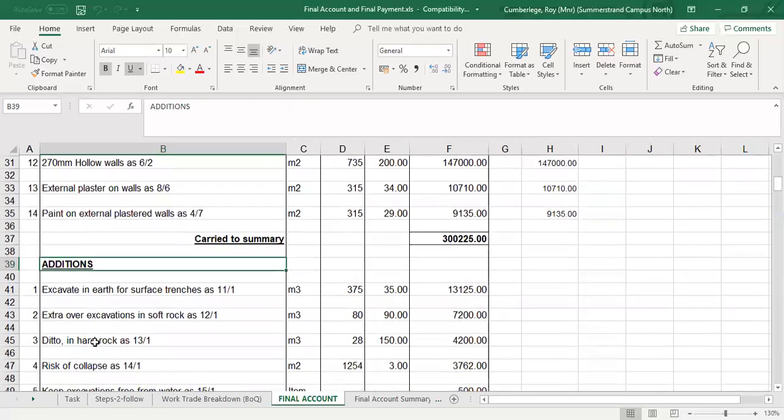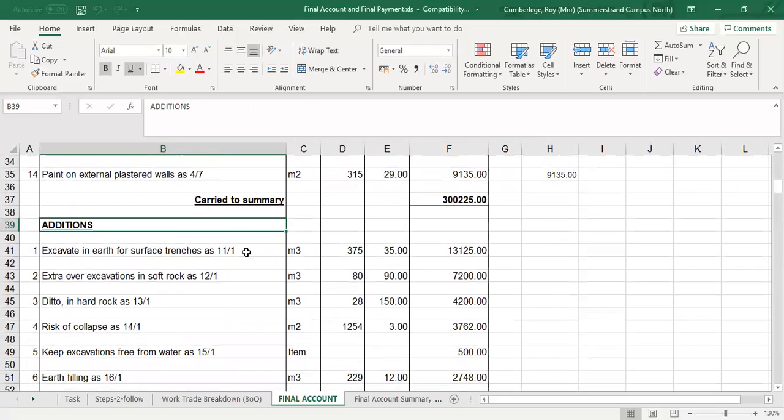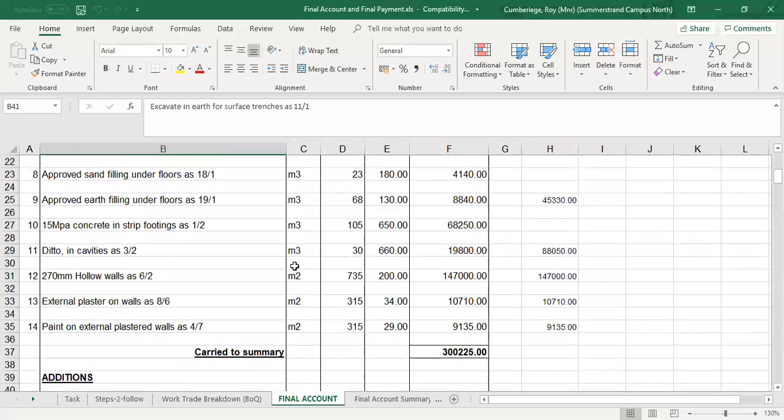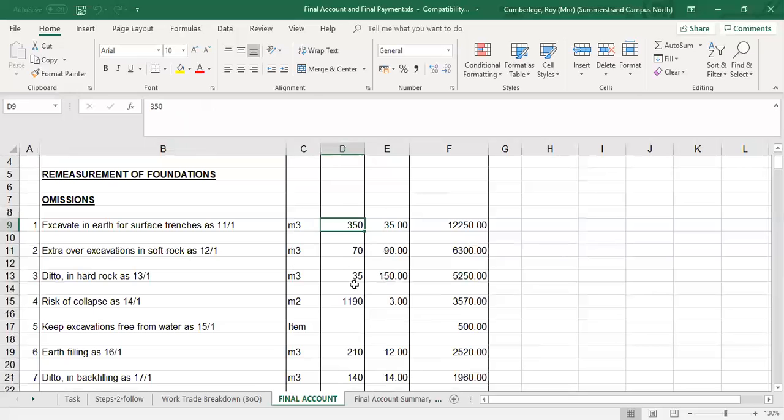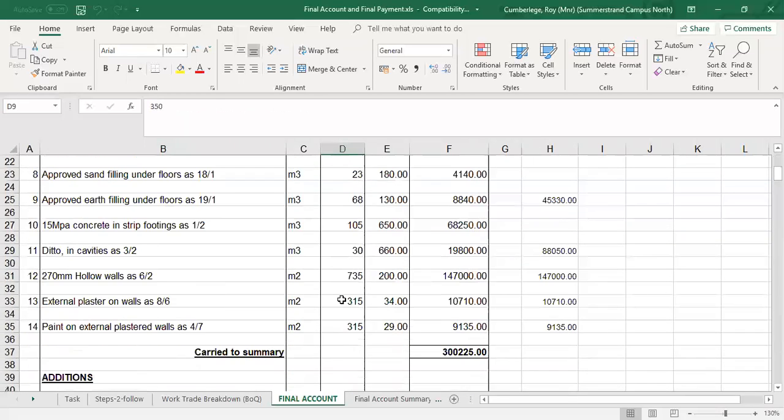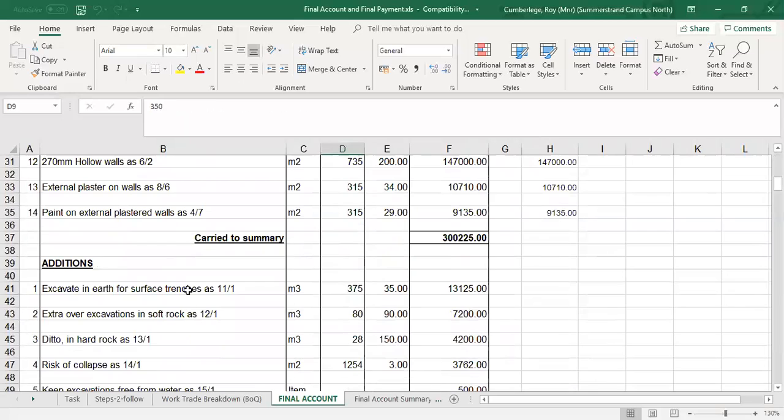So we'll start off with the very first item, and we add the new quantity. If you go to the omissions, you'll see the excavate for trenches. We've omitted 350. You go on site and you remeasure the total excavations, and you'll get a new quantity. So the only variable under the additions is the quantity. The rate still remains the same. It's only the quantity, so that can go up or down.